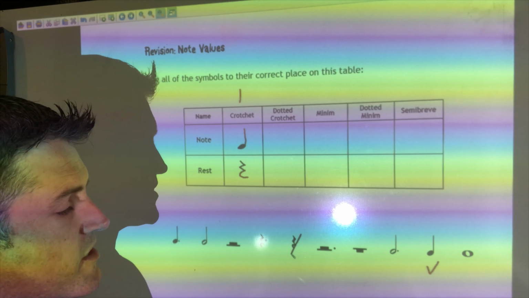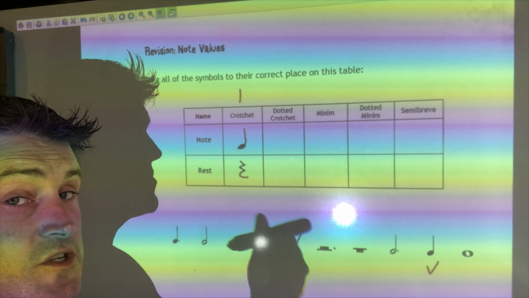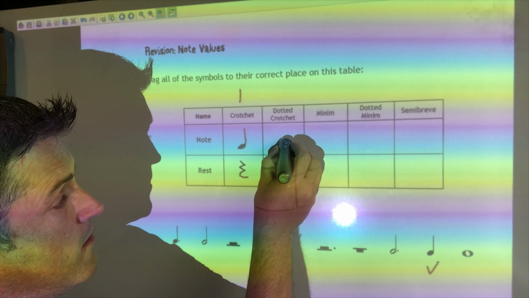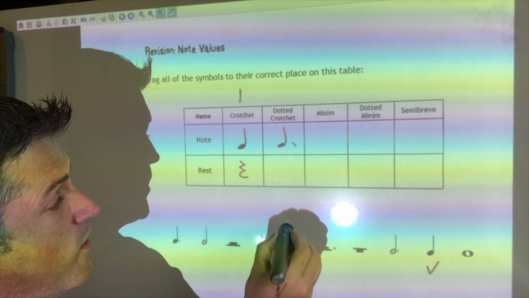The dotted crotchet. Now all we're effectively doing this time around is finding it's the exact same thing, but we're adding a dot to it.